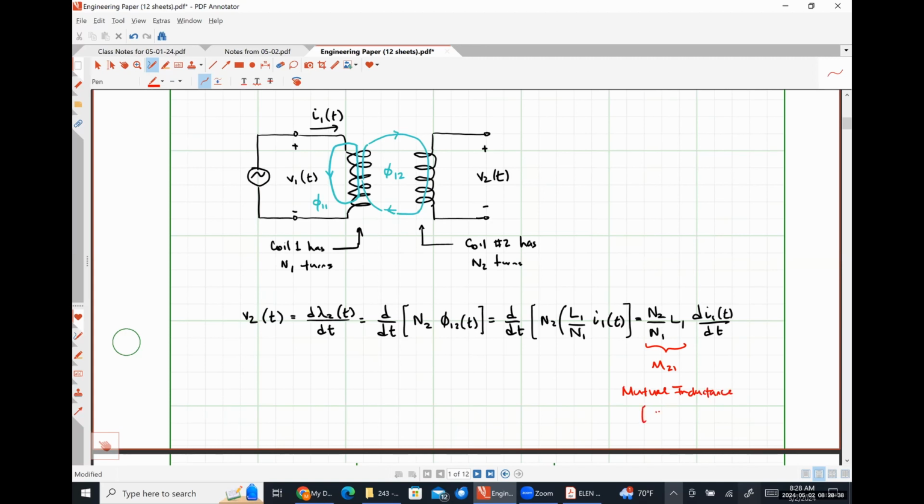Mutual inductance is also measured in henries because it's just a ratio of turns, which is a dimensionless quantity, times a self-inductance: N2 divided by N1 times L1.